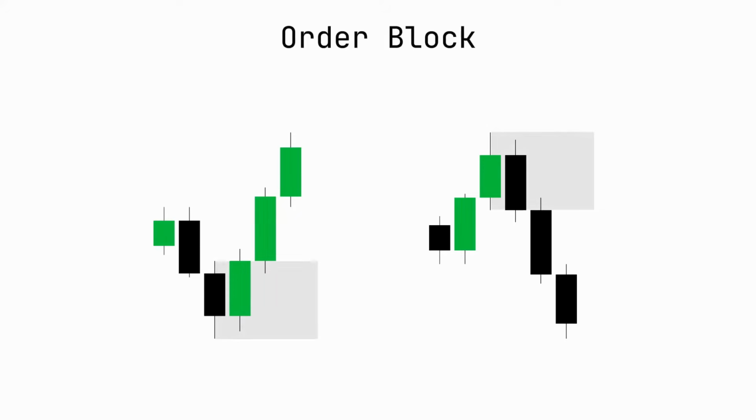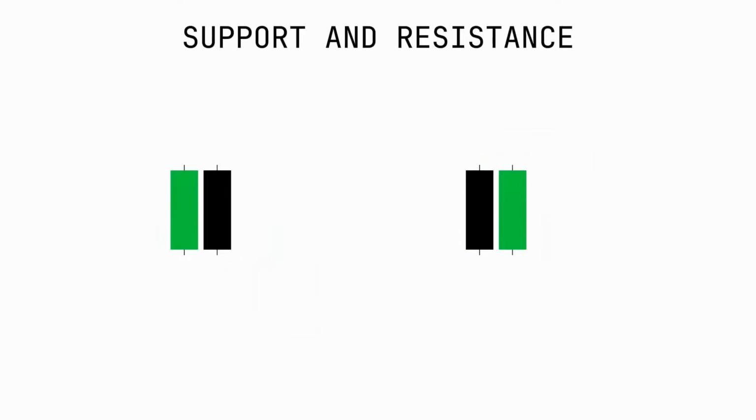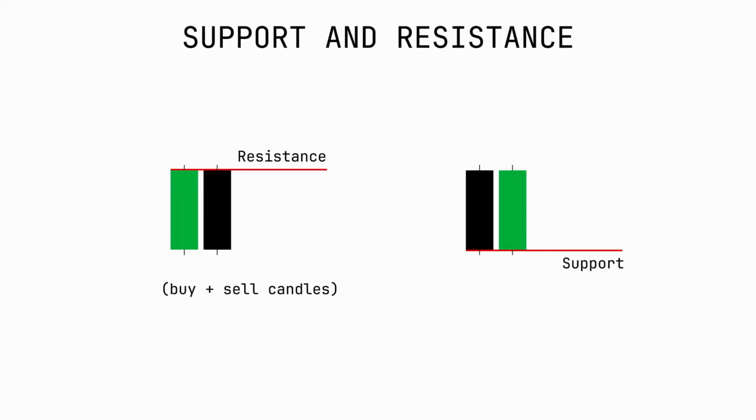Forget the idea that an order block is simply the last candle before reversal. This lacks real logic. To understand order blocks correctly, we must first identify where support and resistance form. Resistance occurs when a bullish candle is followed by a bearish candle. Support occurs when a bearish candle is followed by a bullish candle.